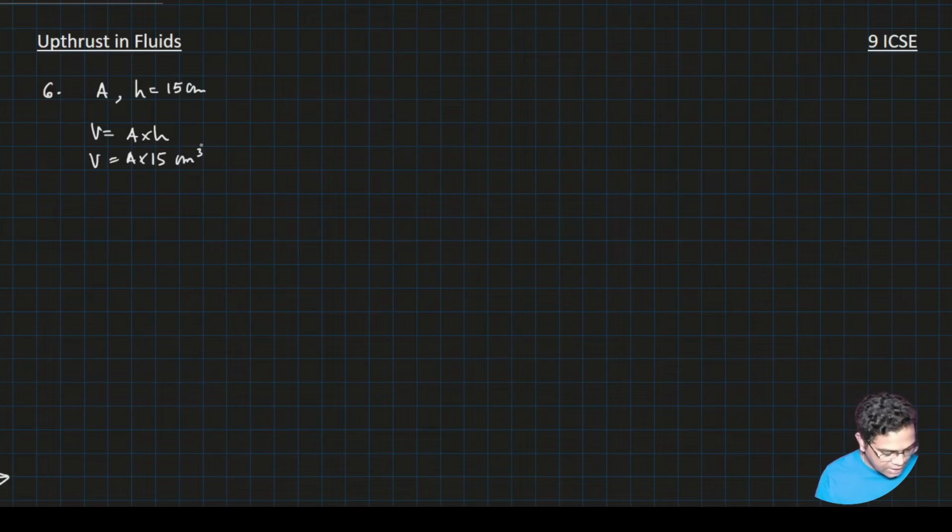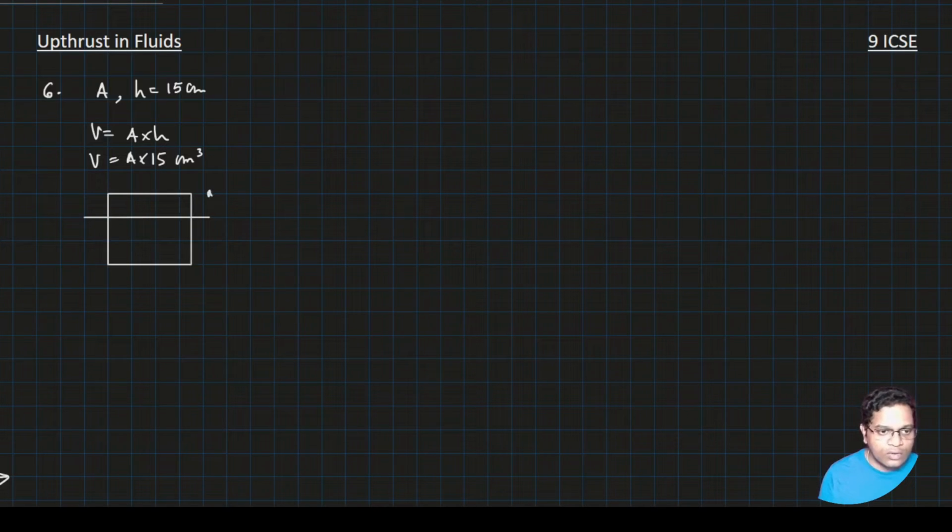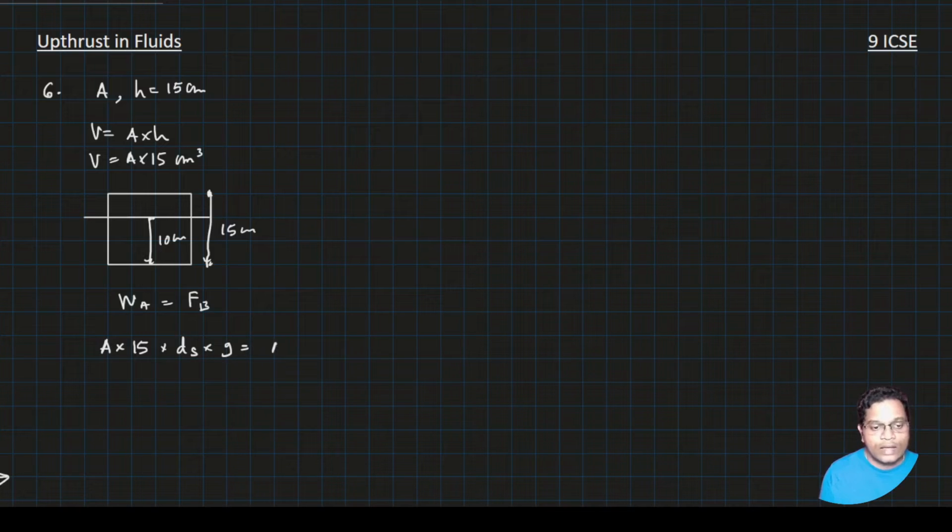The information given is that this particular piece of wood is floating in water with 10 centimeter of its height inside. So what does that mean? If you take this piece of wood, this whole thing we know is 15 centimeter, and over here 10 centimeter is inside. So again, weight in air is equal to the buoyant force. So weight in air will be area of cross section into 15 times density of wood into g, and this is area of cross section into 10, because the 10 centimeter part is inside, and density of water is 1, into g. So we can also cancel A.